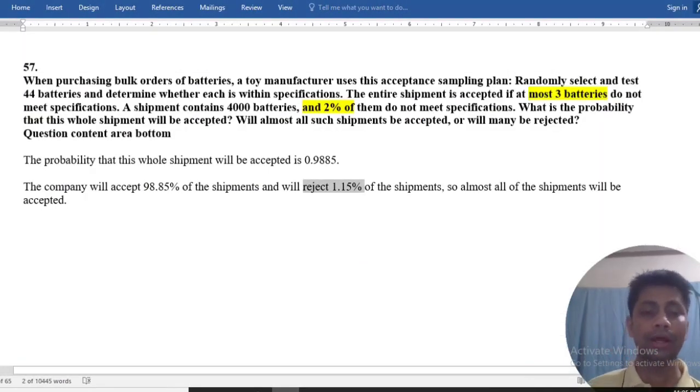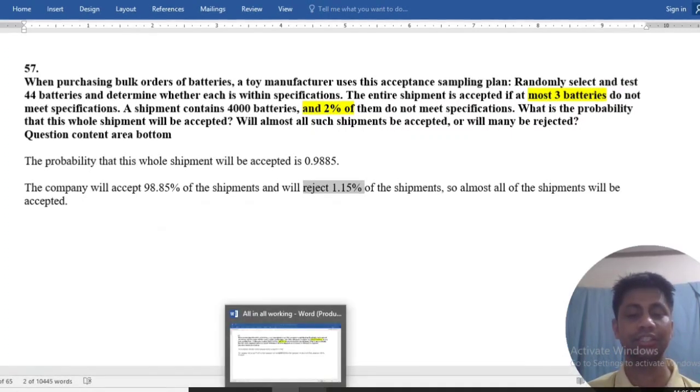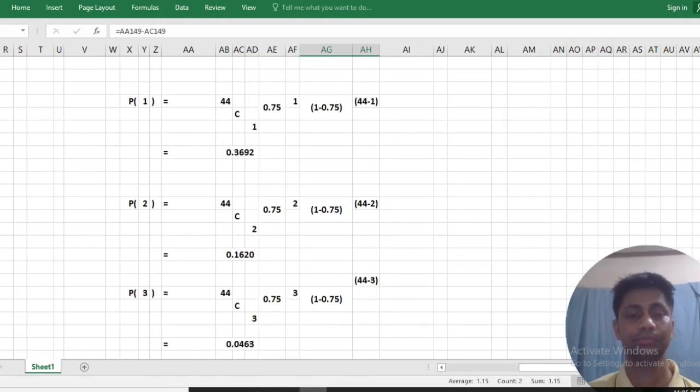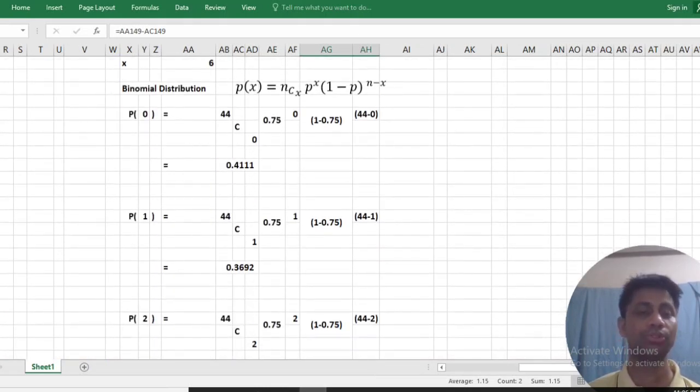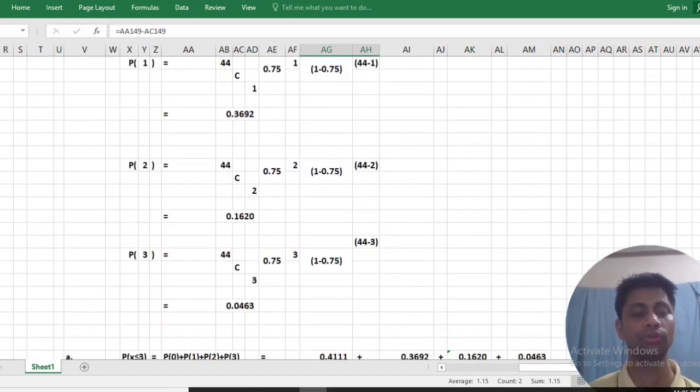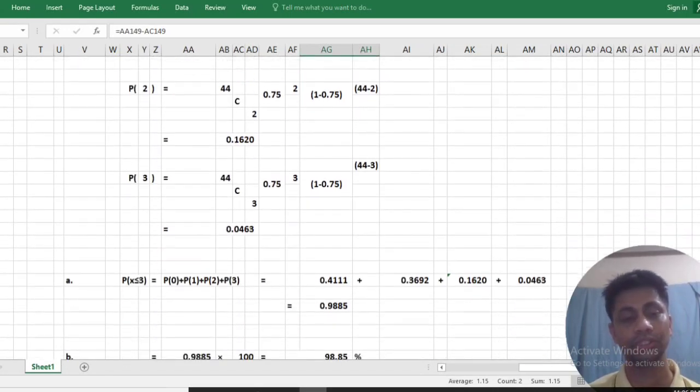So by using the calculator, you can find these values: the probability of 0, the probability of 1, the probability of 2, and then the probability of 3.